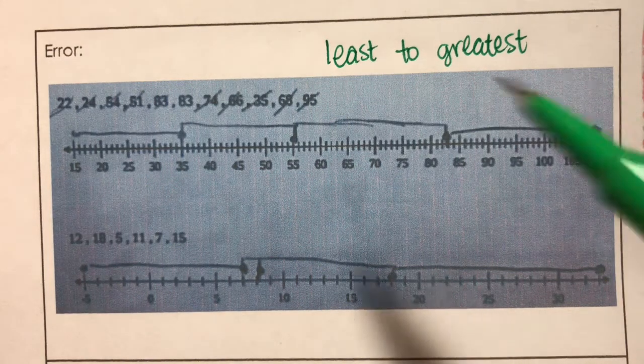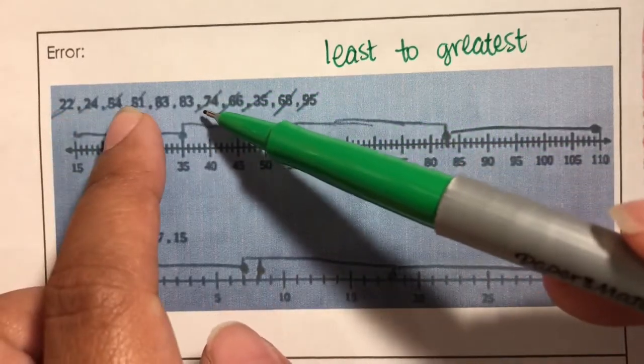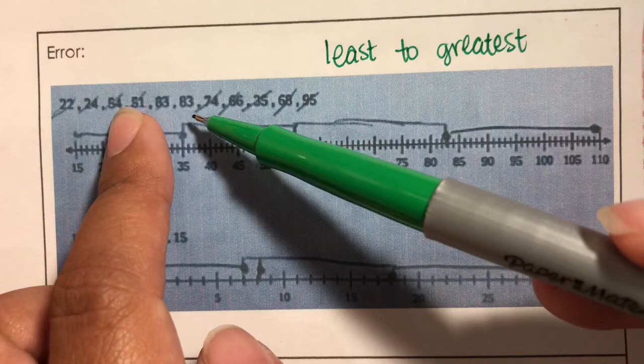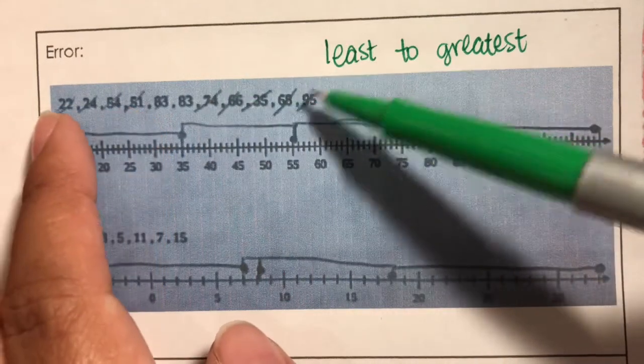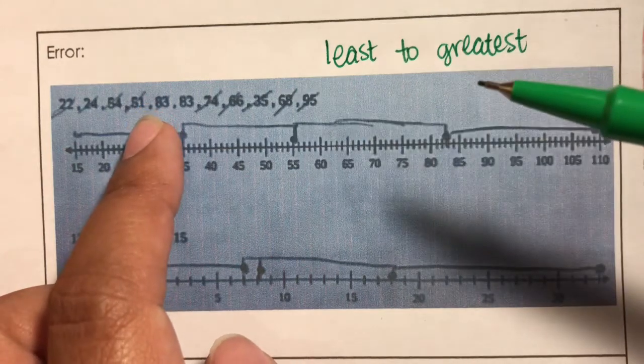Okay, and it looks like this person just went ahead and found the median by going to the middle, but it's not the accurate median because this data set is not put in order from least to greatest.